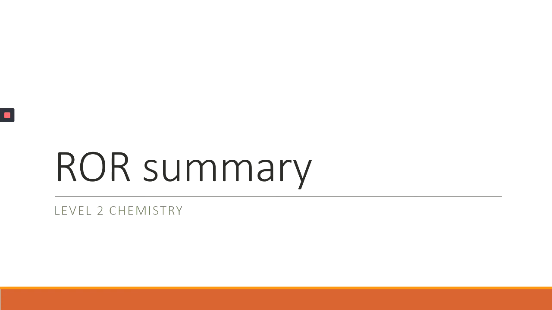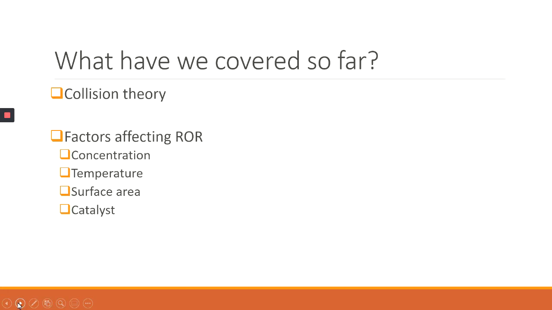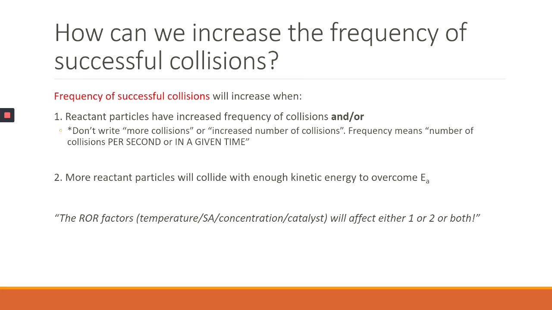So I have prepared a summary lesson on the rate of reaction section of the external. Okay, so far we have covered the collision theory, which is the lesson I covered in class. And then we moved on to the factors affecting the rate of reaction, which are concentration, temperature, surface area, and the catalyst. So this slide just covers how we can increase the frequency of successful collisions.